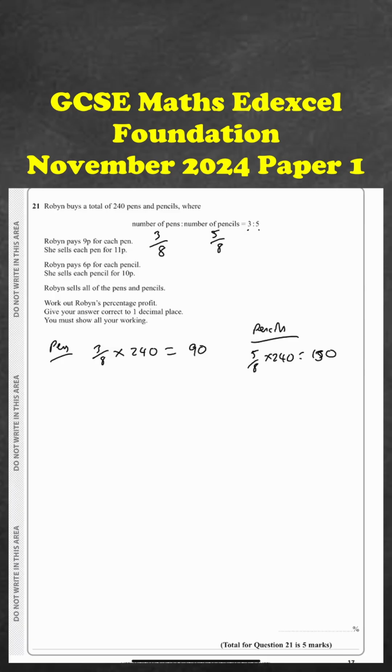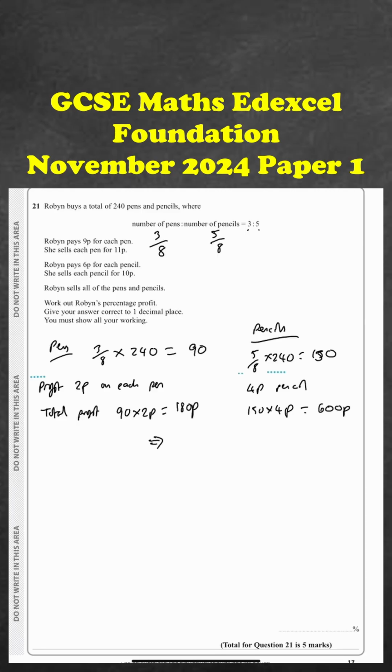So on each pen, she makes a profit of 2p. So total profit on the pens is 90 times 2p, 180p. She makes a profit of 4p on each pencil, so 150 times 4p, 600p. Therefore, total profit is 780p.